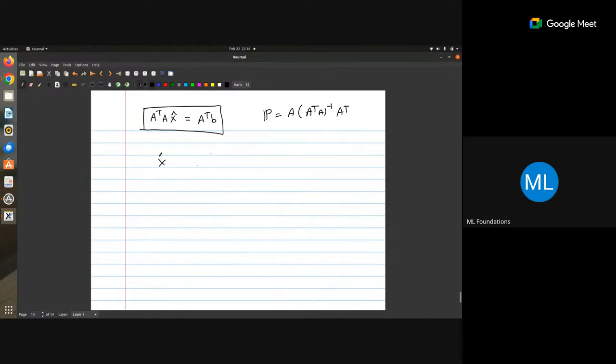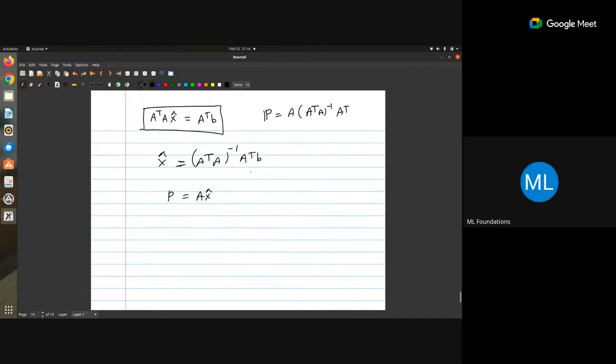So what is x hat then? x hat will be what? (A transpose A) inverse, A transpose b. Right? So I can write in another term, what is the projection matrix? The projection is A times x hat, right? Yeah. Okay.